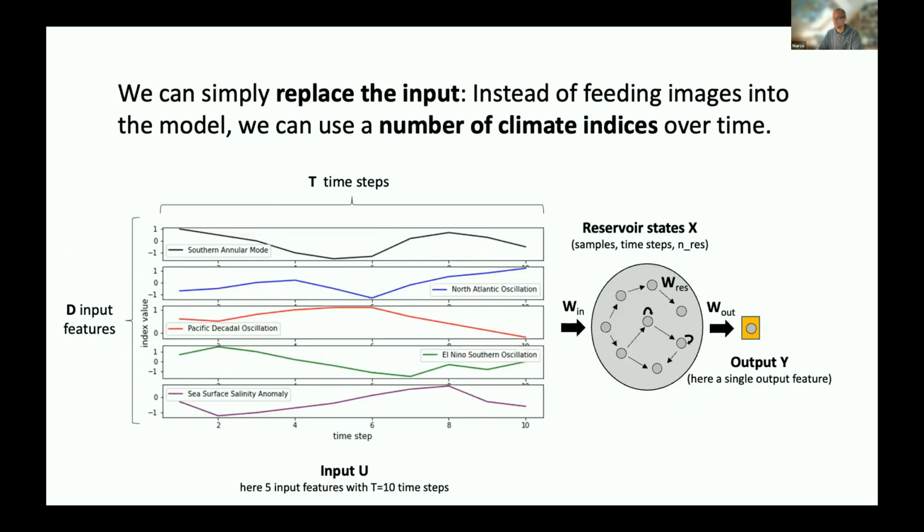And instead of feeding two-dimensional samples of geospatial data, we could feed a bunch of indices, climate indices, for example, about the Southern Annular Mode, North Atlantic Oscillation, El Niño Southern Oscillation again, or some sea surface salinity indices, and then have t-time steps and a bunch of features and feed them into the model and try to make some useful climate predictions with it. That's also ongoing research.